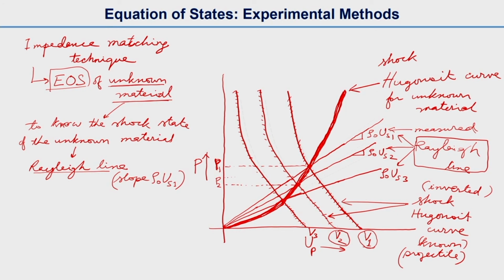These three have slopes of density multiplied by the shock wave velocity, and then if we connect the intersection points of the Rayleigh lines and the shock Hugoniot curves of the known projectile, we will get the shock Hugoniot curve for the unknown material. So, that is the experimental method to determine the equation of state of an unknown material for shock waves.